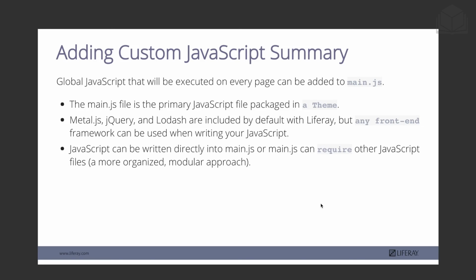And if you do want to add other JavaScript files, you can actually do that and require them in the main.js as well. So just like we can import in CSS, and just like we can include in FreeMarker, you can use a require call out in order to pull in additional JavaScript files.